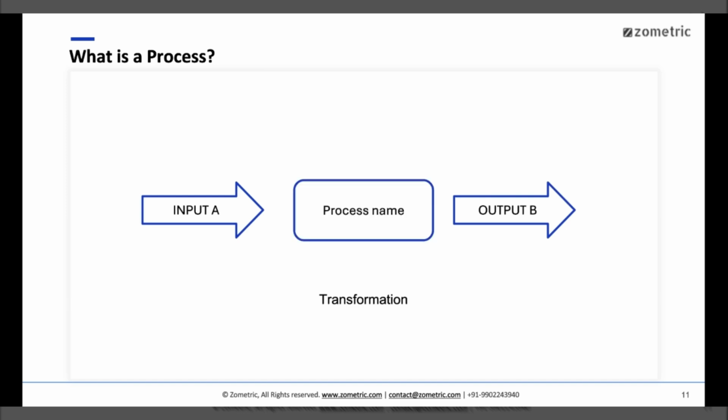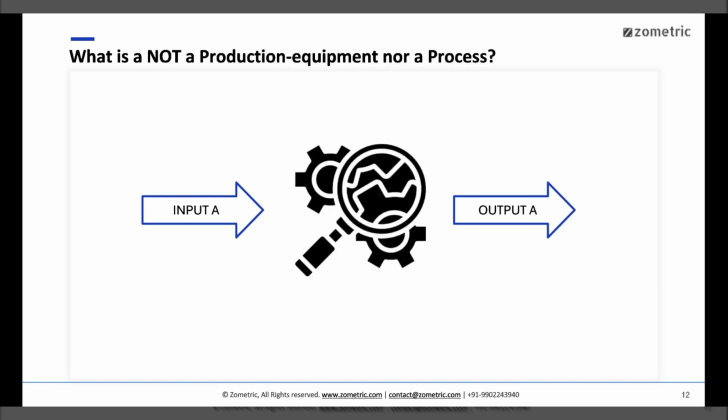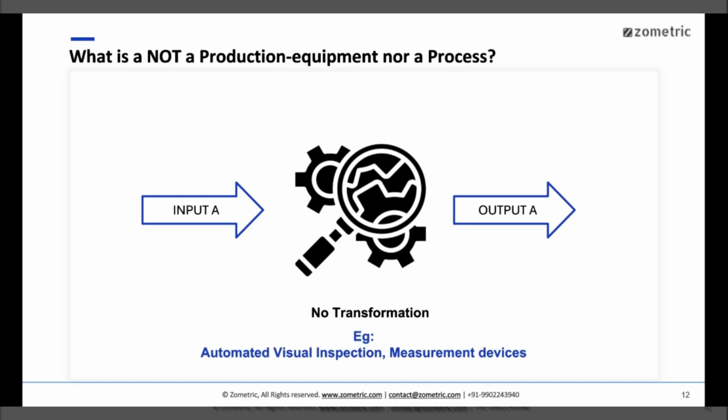One key distinction: activities that don't transform, assemble, or disassemble materials, like automated visual inspection or manual measurements, are not considered production equipment or processes. Do not add them here.